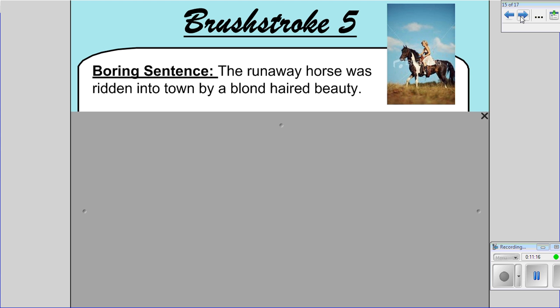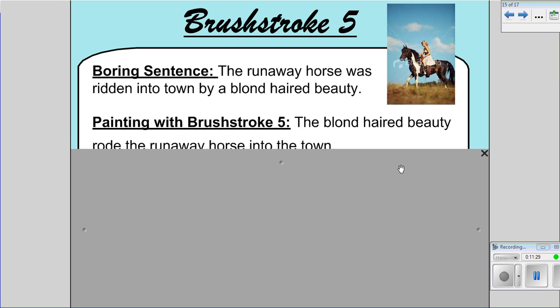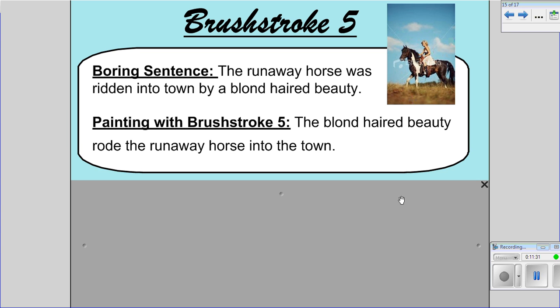All right, and then finally, brushstroke 5. Please go ahead and write down brushstroke 5 in your writer's notebook. Here's our boring sentence. The runaway horse was ridden into town by a blonde-haired beauty. Here, if we paint with brushstroke 5, we're going to write the blonde-haired beauty rode the runaway horse into town.